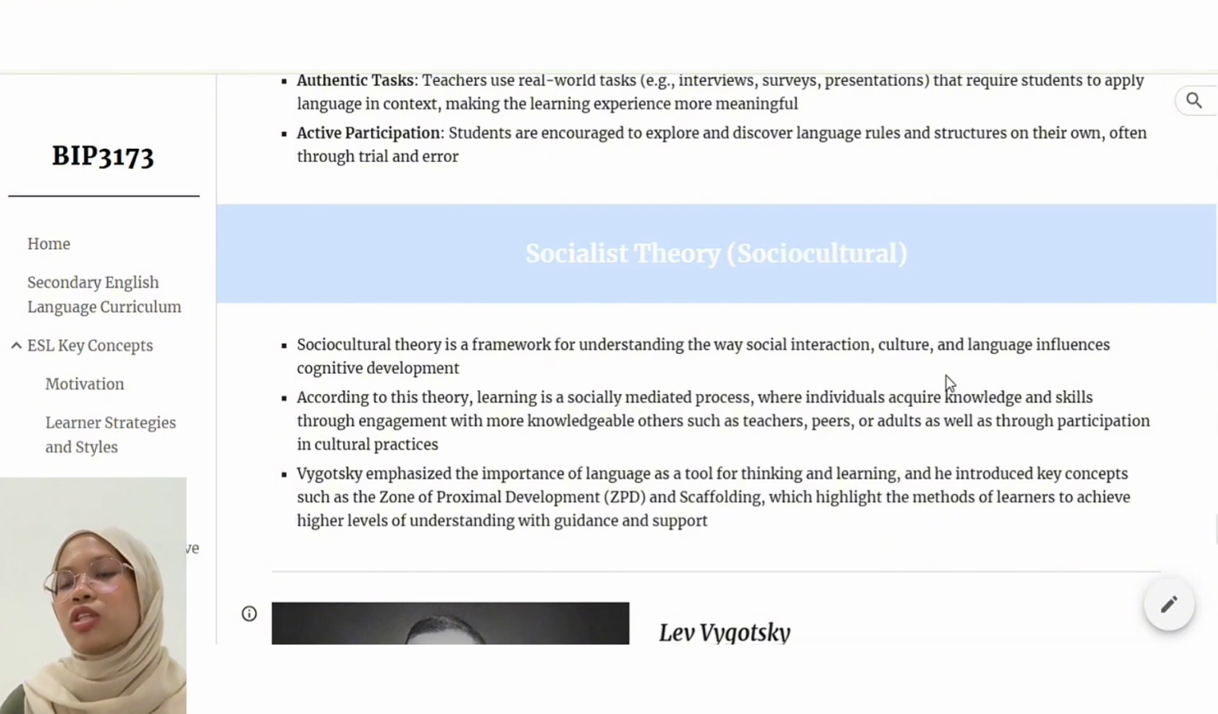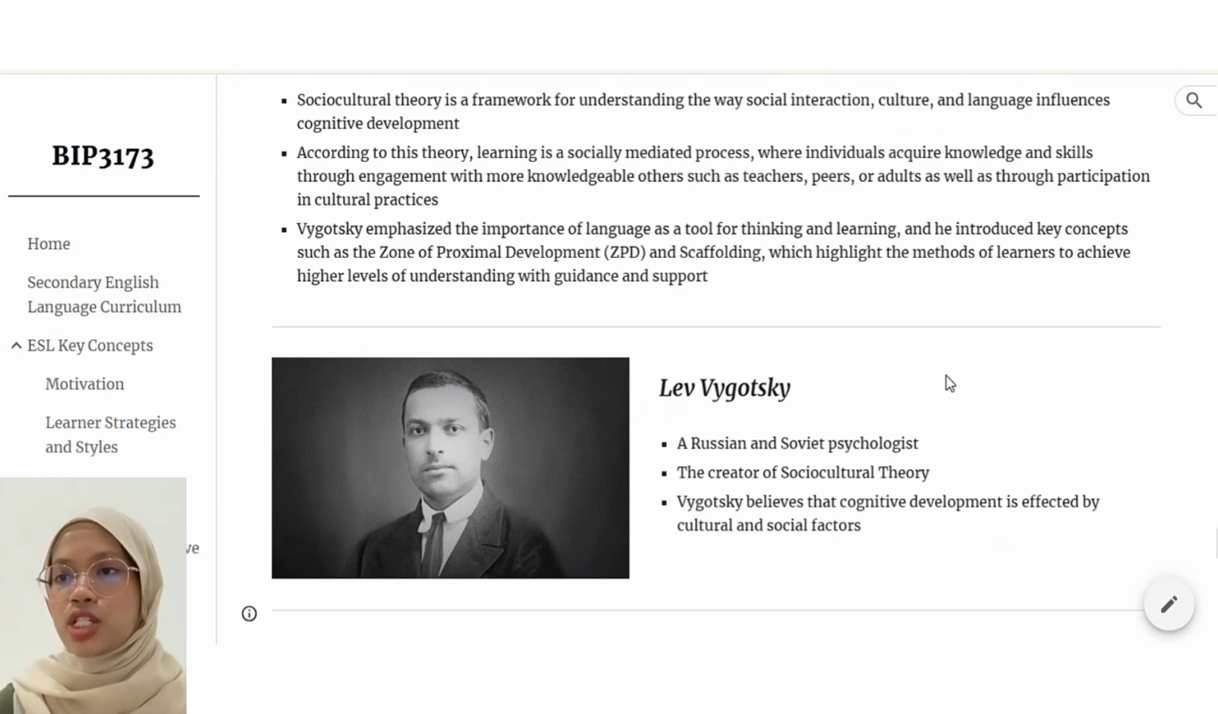Vygotsky emphasized the importance of language as a tool for thinking and learning. He introduced key concepts such as the zone of proximal development, ZPD, which we'll be explaining more later on, and scaffolding, which highlight the methods for learners to achieve a higher level of understanding. So here is Lev Vygotsky, a Russian and Soviet psychologist. He is the creator of sociocultural theory, and he believes that cognitive development is affected by cultural and social factors.